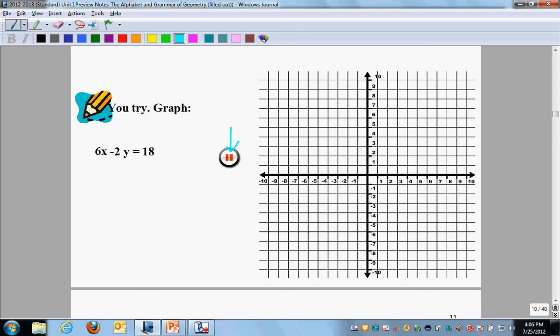Okay, welcome back. Let's check to see how you did this. I'm going to try with the intercepts first. So I put a 0 in the y to get my x-intercept, or I put a 0 in the x to get my y-intercept. If I put a 0 in the y, we simply say goodbye to it. So I end up with 6x equals 18. And that's 18 divided by 6. My intercept is 3.